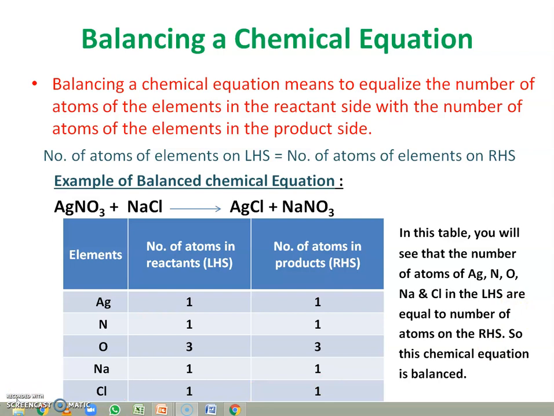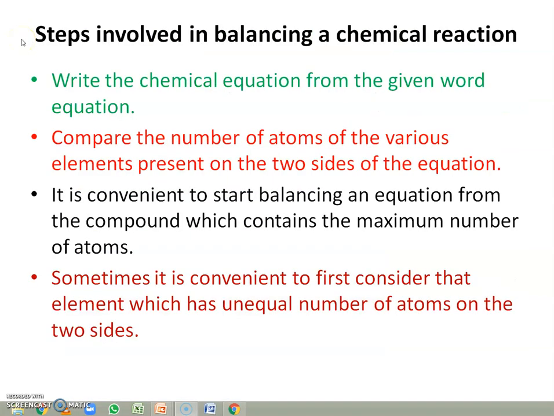In the next section of this video, we will see the rules which are used to balance a chemical equation. Steps involved in balancing a chemical reaction. Point number 1. Write the chemical equation from the given word equation. The next step is to compare the number of atoms of various elements present on the two sides of the equation.